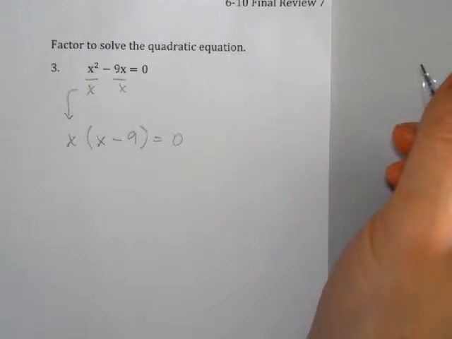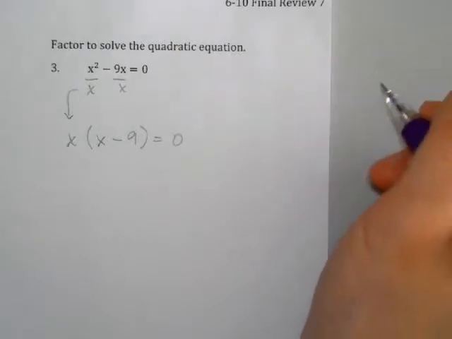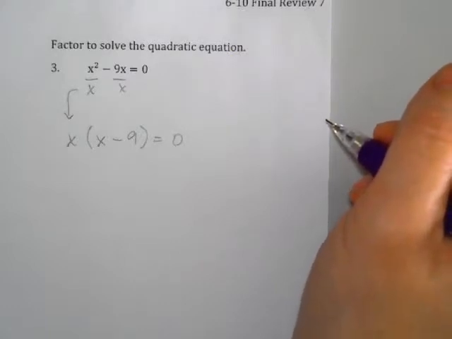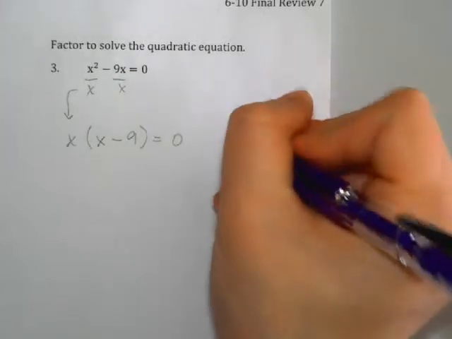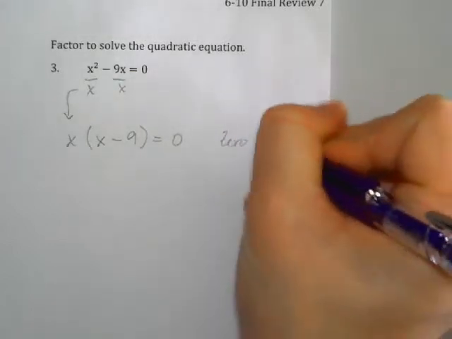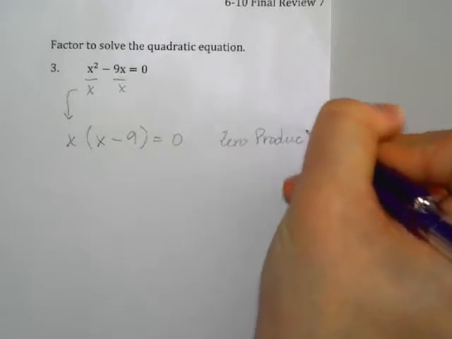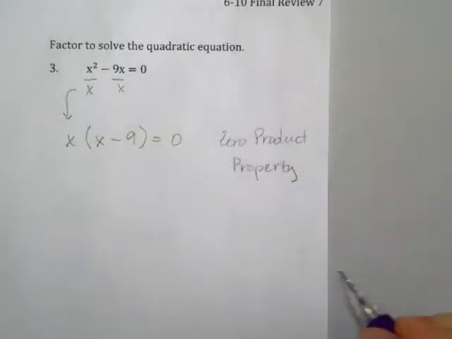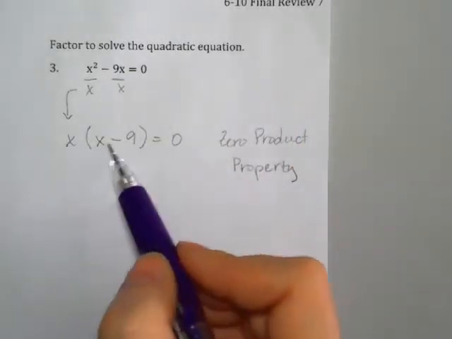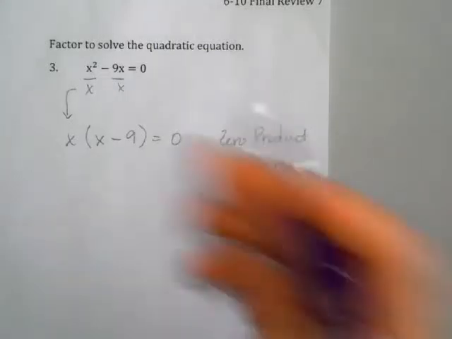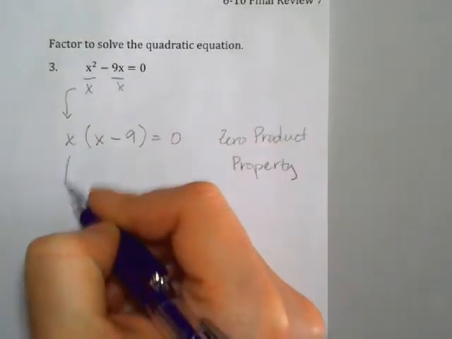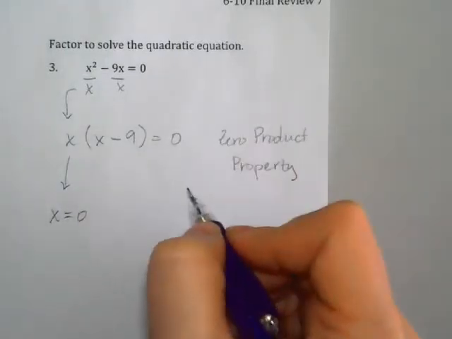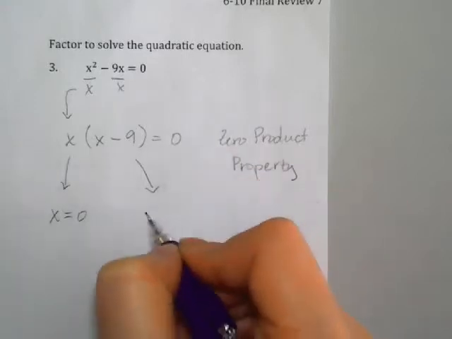Am I in factored form? I am. Once I'm in factored form and I have it equaling 0, what do I use? The zero product property. So what that means is that if I am multiplying 2 or more things and they equal 0, then I set each factor equal to 0. One of my factors is x, so I simply set that as x equals 0. What's my other factor? x minus 9.